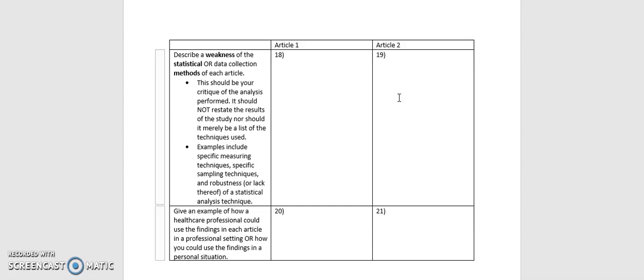And 20 and 21 give an example of how a healthcare professional could use the findings in each article in a professional setting, or how you could use the findings in a personal situation. Again, using the findings does not just mean I'm going to be informed going forward. It's very specifically how would you use the findings professionally or personally, or someone else could use the findings professionally or personally.